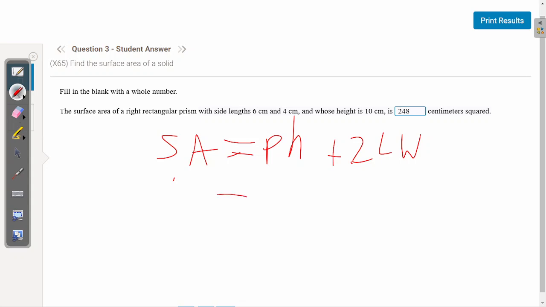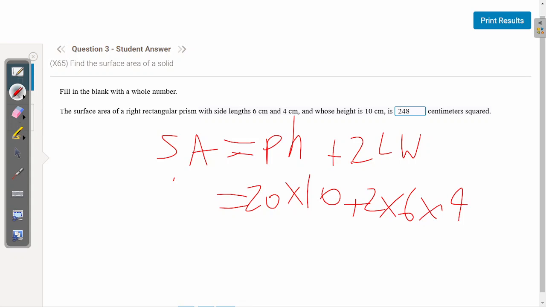Let's put these values. Okay, SA equals perimeter of the base, which is 6 plus 4 plus 6 plus 4, which is 20, times 10, the height, plus 2 times 6 times 4. It will be 200 plus 48 equals 248.